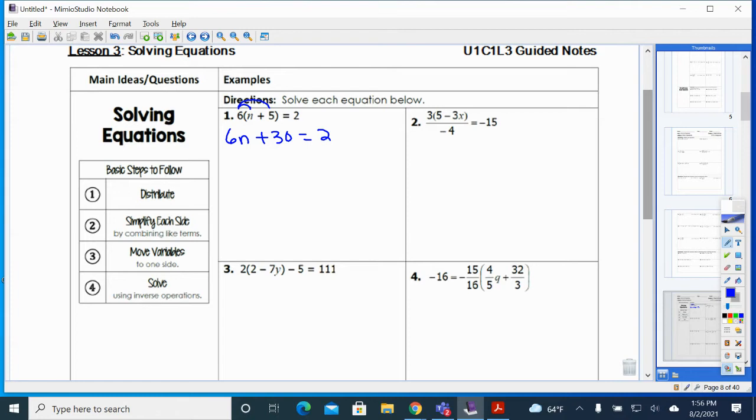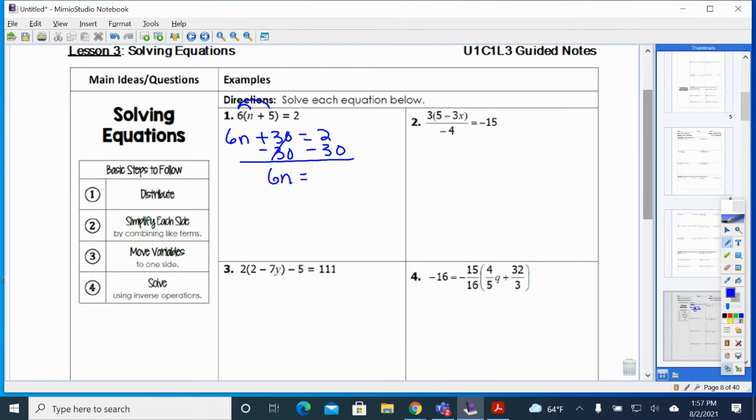So I can move on to step number 3, and it says move variables to one side. If you'll notice, you've got 6n plus 30 is equal to 2. Your variables are on the left, there are no variables on the other side. So I would personally move the 30 first. And we're going to do that by using opposite operations. It says plus 30, so we're going to subtract the 30 from both sides in order to isolate that variable.